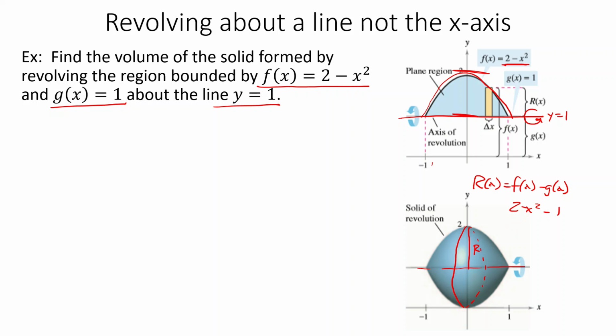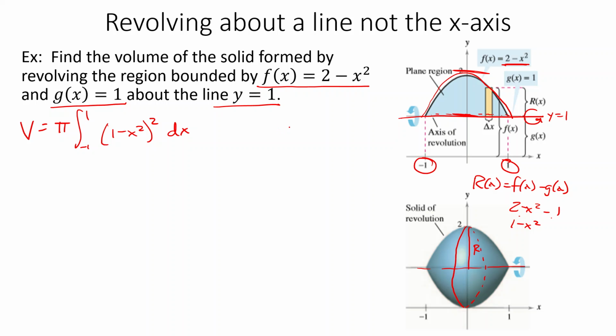And we're going to go from -1 to 1 while we make these little rectangles, or what will be cylinders, right? Circular cylinders as we spin them around. So the volume here will be pi times the integral from -1 to 1 of, let's see, this here, 2 minus 1 is 1, so 1 minus x squared. 1 minus x squared is our radius, quantity squared dx.